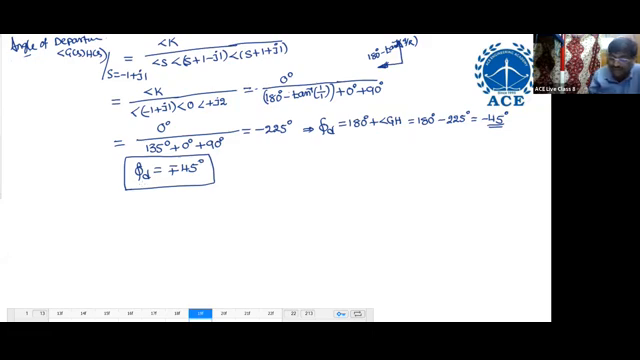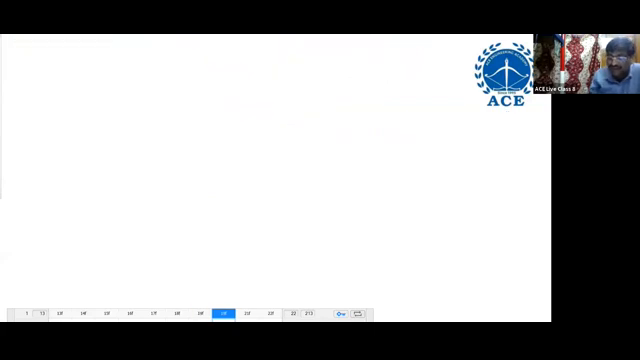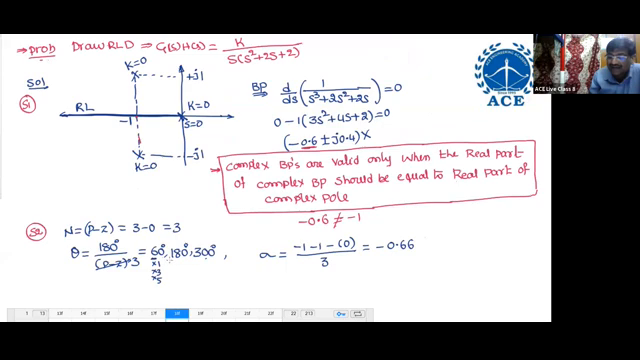Is any more thing required? We require even the intersection point with the imaginary axis. Whenever the angles of asymptotes you are getting are 60, 60, 180, 60 means right side only, with respect to 0 degrees. It means it is intersecting the imaginary axis. Less than 90 degrees means the plot intersects the imaginary axis. So we require to find the intersection point with the imaginary axis.